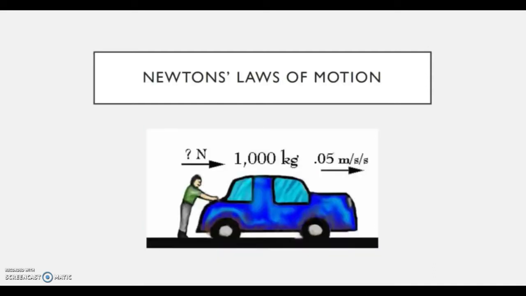So, Newton's laws of motion. Newton has 3 laws of motion. Law 1: an object at rest will remain at rest unless acted on by an unbalanced force. An object in motion continues in motion with the same speed and in the same direction unless acted upon by an unbalanced force. This law is often called the law of inertia.